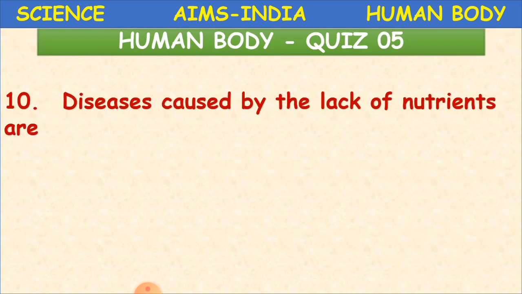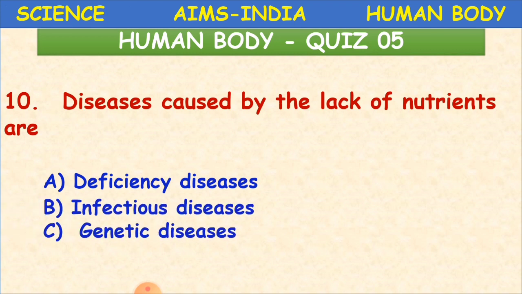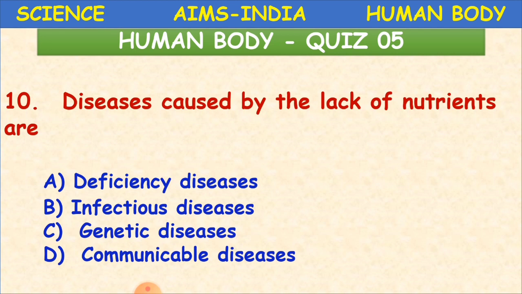Now, diseases caused by the lack of nutrients are, deficiency diseases, infectious diseases, genetic diseases and communicable diseases. Okay, so what diseases are caused by lack of nutrients? So it is deficiency diseases. Okay, like vitamins and minerals. If we don't have these nutrients, vitamins, minerals, iron and all that, we will be getting deficiency diseases.